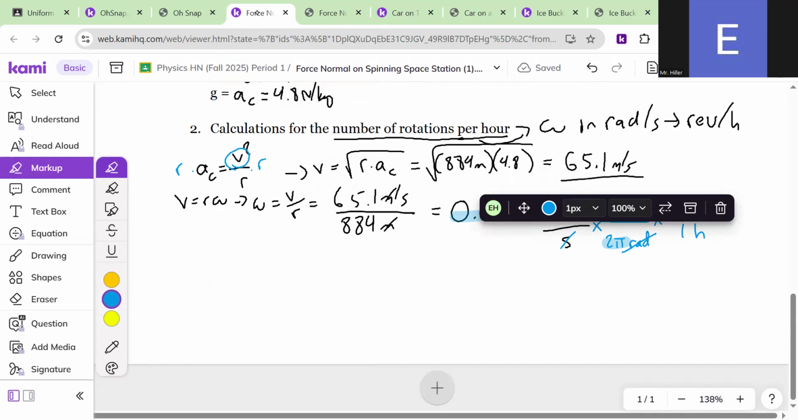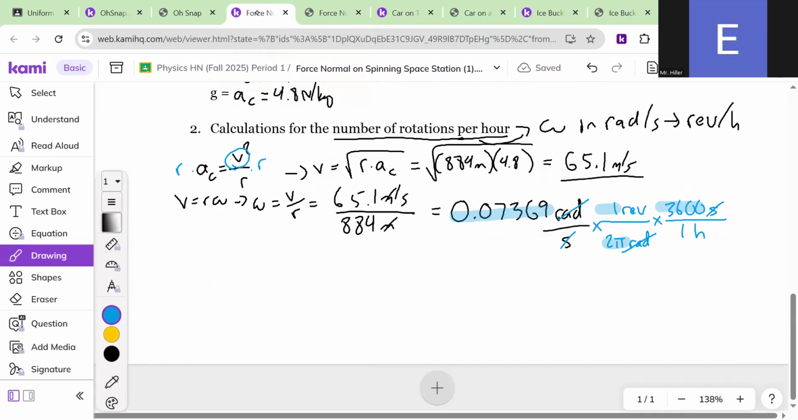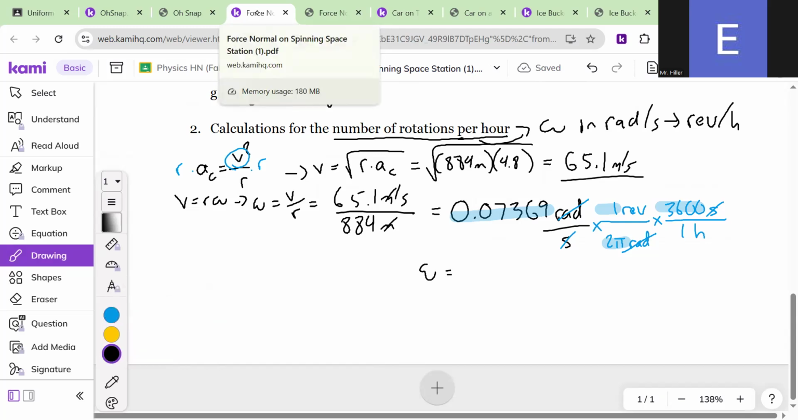And when you divide by 2 pi, honestly, go with the closest approximation. If pi approximates to 3.14, 3 digits, then 2 pi just approximates to 6.28. So just go with an easy approximation. It's fine. You don't have to be perfect with it. Okay, so 0.07. So then we're going to go times 3,600 divided by open parentheses 2 pi.